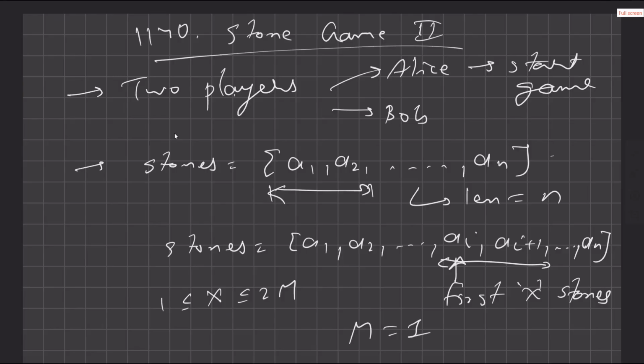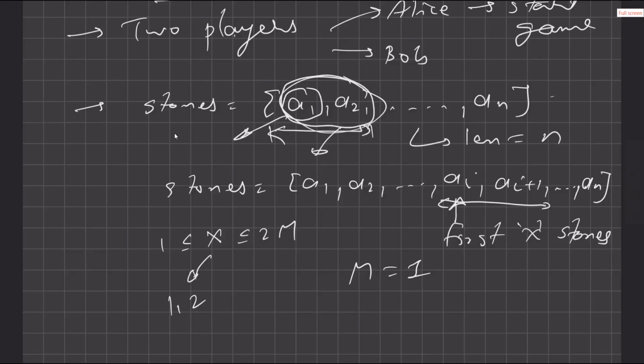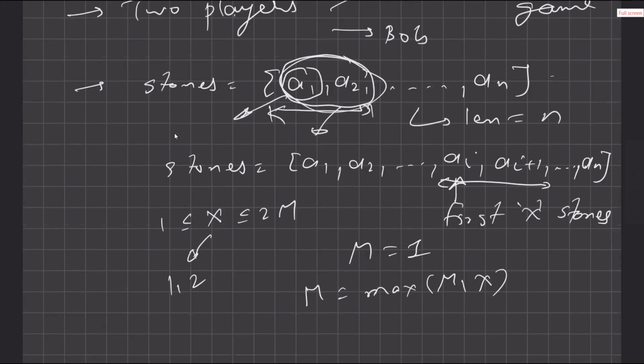If you see Alice, how many stones can she take? She can take either 1 or 2 stones. When x is 1, she's going to take 1 stone, and since the initial M is 1, x will have a value of either 1 or 2. 2 means she's going to take both the stones. Once the x value is chosen and she takes that number of stones, M is going to update with the maximum of M comma x. So how do you solve this problem?